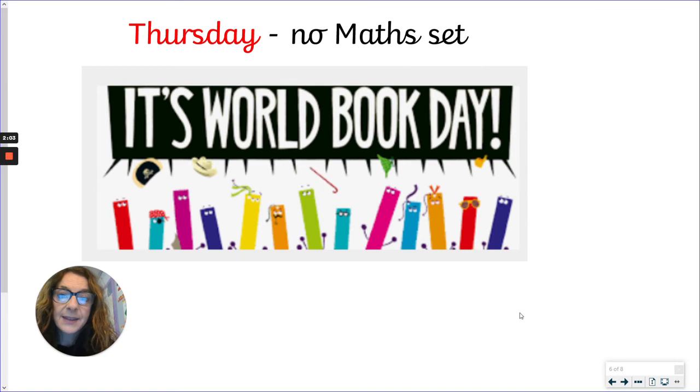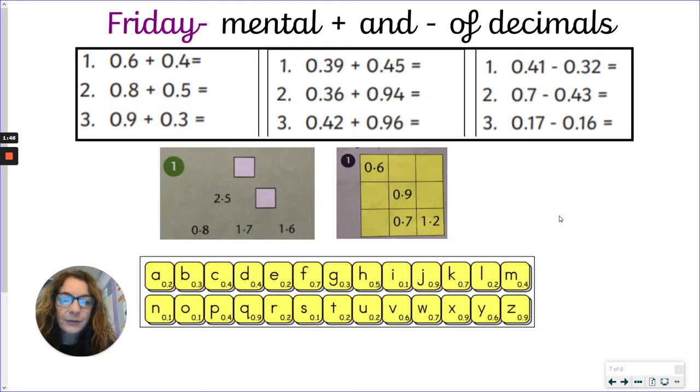Now on Thursday, there's no specific maths work set because it's World Book Day, and I know that your teachers are going to be setting you lots and lots of fantastic activities linked to reading and books. If you want to do some maths, obviously you can always log on to Mathletics and choose some activities from there. And then on Friday, you're going to be practicing using decimal numbers for mental addition and subtraction.